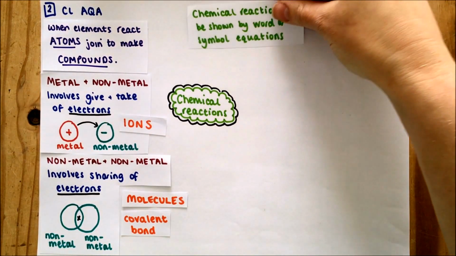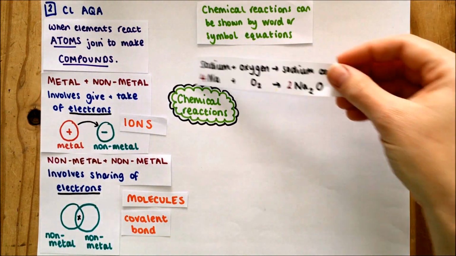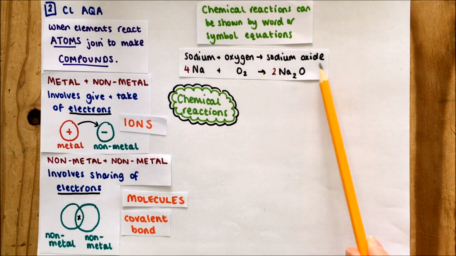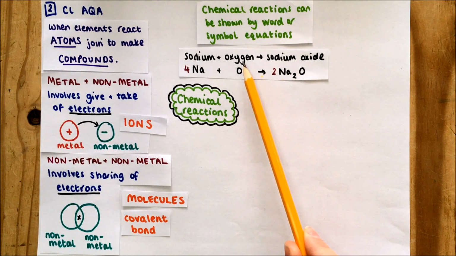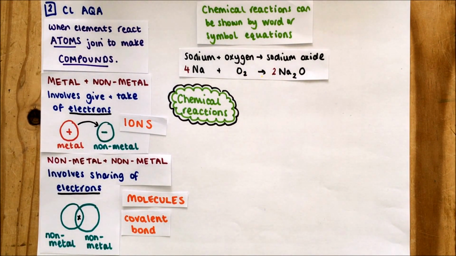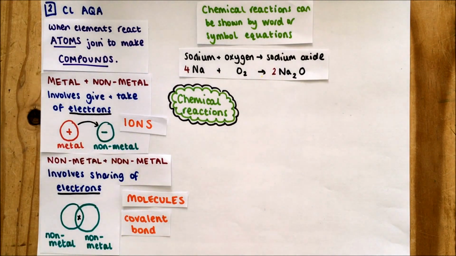Now, chemical reactions might be shown in your exam by word or symbol equations. They can be both. So here's an example. This is the word equation at the top. Please make sure that if they've shown a word equation and they want you to fill in the gap, you fill it in with the word and not the symbol, because often you can lose marks for that. So here we've got sodium plus oxygen makes sodium oxide, and here we can see the symbols Na, O2, Na2O, okay? And we've then balanced it with the larger numbers at the front.